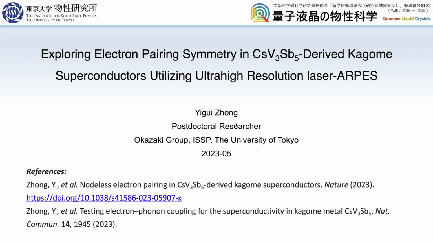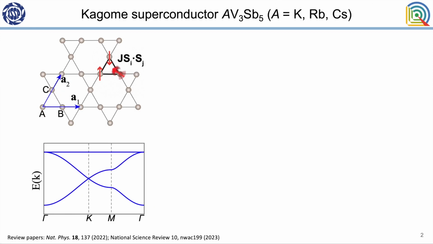Today, we will talk about the study about the electron pairing symmetry in recently discovered Kagome superconductors. We used low temperature and laser-based ARPES to study these Kagome superconductors, and these results were published in Nature and Nature Communications. So let me start from the introduction of Kagome lattice.